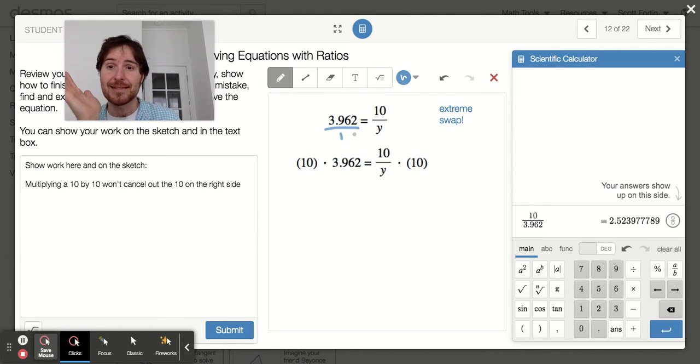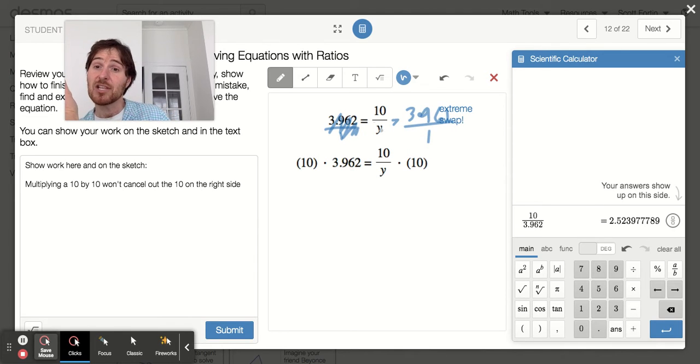Remember, you can swap the means. That's sort of the formally written thing in the textbook. But if I just rewrite it like this, if I move this whole thing over here, 3.962 over 1, look, what were originally my extremes, 3.962 and y, are now the means of the proportion. Check it out here. I can mean swap here, right? This is what justifies an extreme swap. We know we can mean swap. We've justified that already.